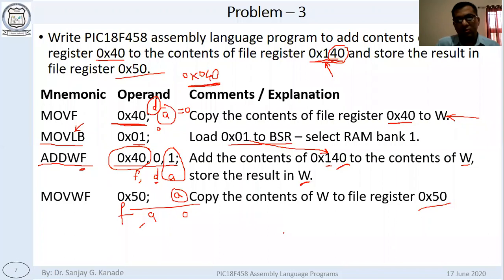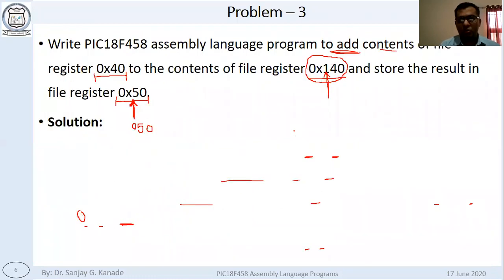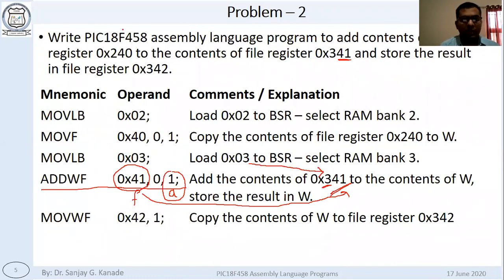Yes, so according to what do we select the bank? For any problem, it is based on the address. Actually, the address given to us was 140, right? Here you can see in the problem statement the address was given as 140. So this value 1 should go to the BSR. Like in problem 2 also, you can see, let's say here the first register was given as 240. So what we did, we sent 2 to BSR. 2 to BSR. Okay.